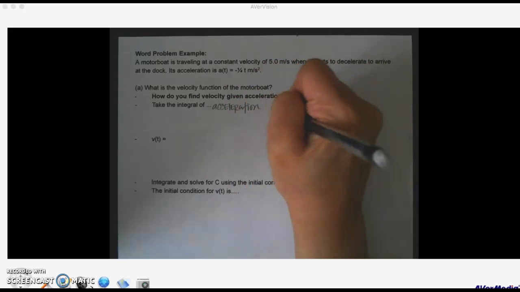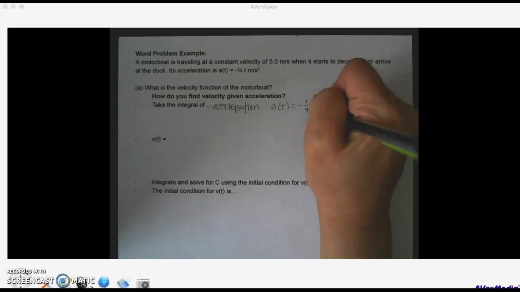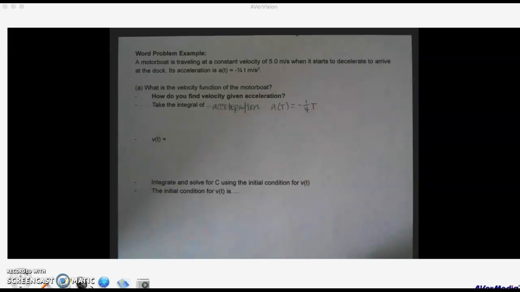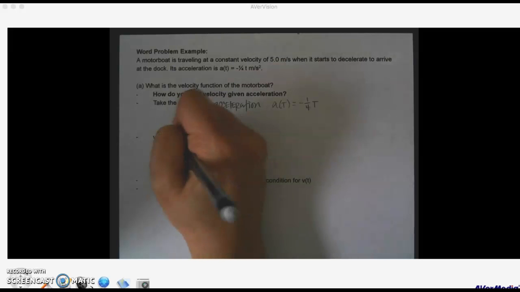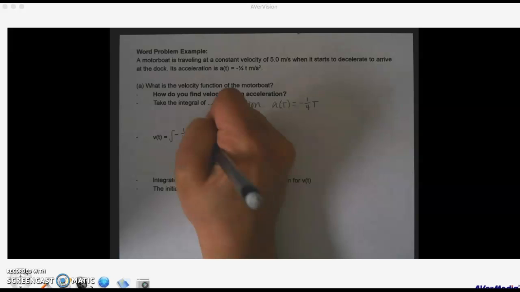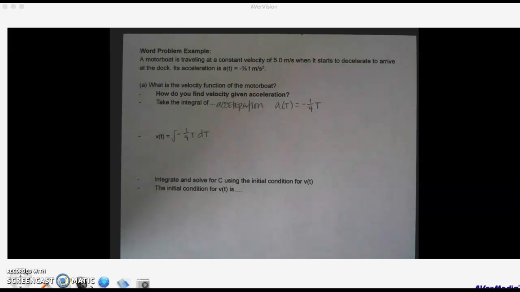We are given that our acceleration is -1/4 t. To set up our problem, we have v of t, which is velocity, equal to the integral of -1/4 t. And instead of dx, we're going to use the variable t for time, so it's going to be with respect to dt.